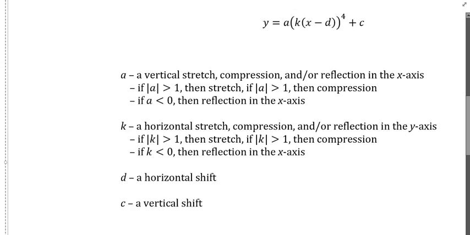And so A is your vertical stretch, compression, and possibly reflection in the x-axis, and then all the bits that we know. If the magnitude of A, or the absolute value of A, is greater than 1, it's a stretch. If it's less than 1, then it's a compression. And if it's negative, it's a reflection, and so on. And K has the same idea. And then D is the horizontal shift, and C is the vertical shift. Everything's the same. Same exact way that we have talked about it.